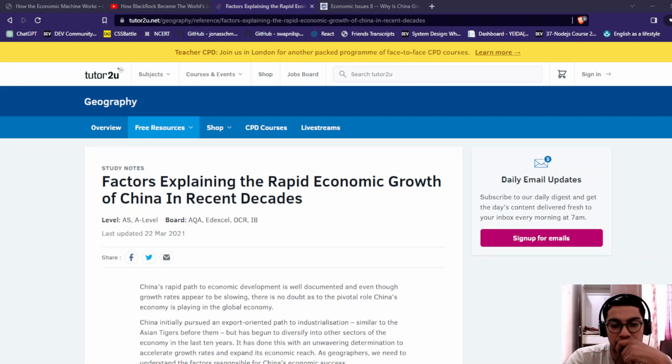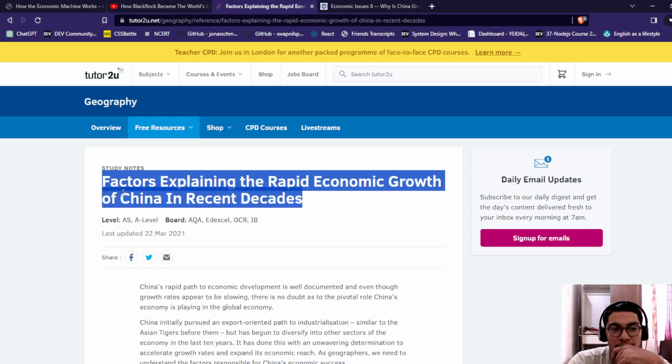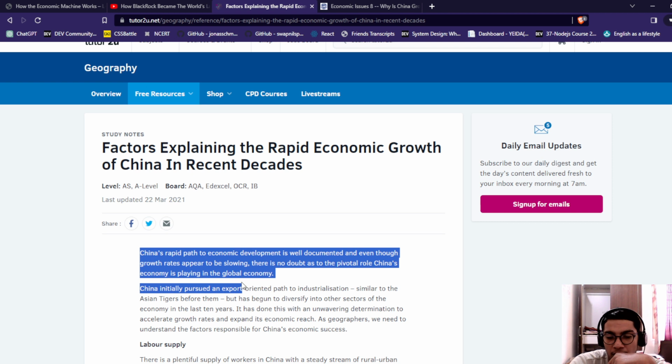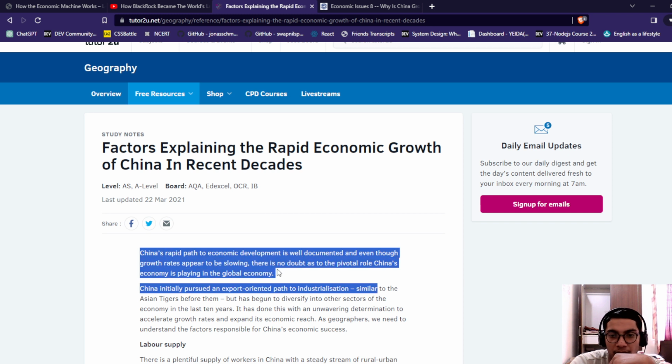So let's get started. Today's topic is the factors explaining the rapid growth of China in recent decades. What are the factors that explain the recent growth of China in the field of economics, or finance? Sorry, rapid growth. From 1960 till 2023, they have shown rapid growth in their economy. So we are going to cover that point.